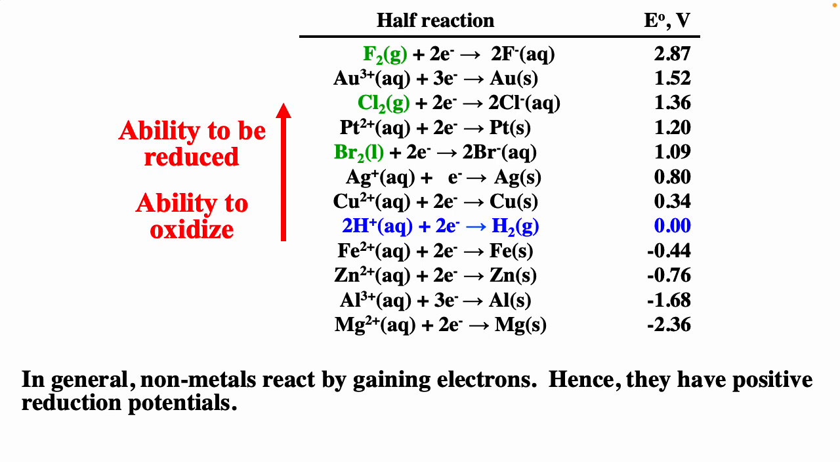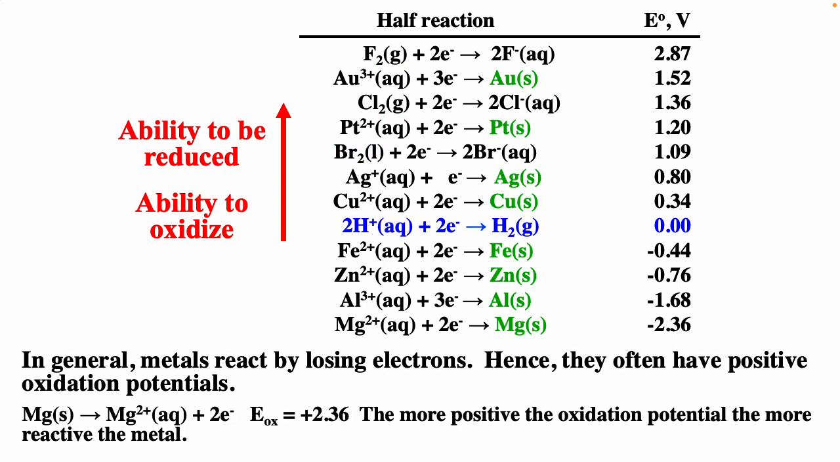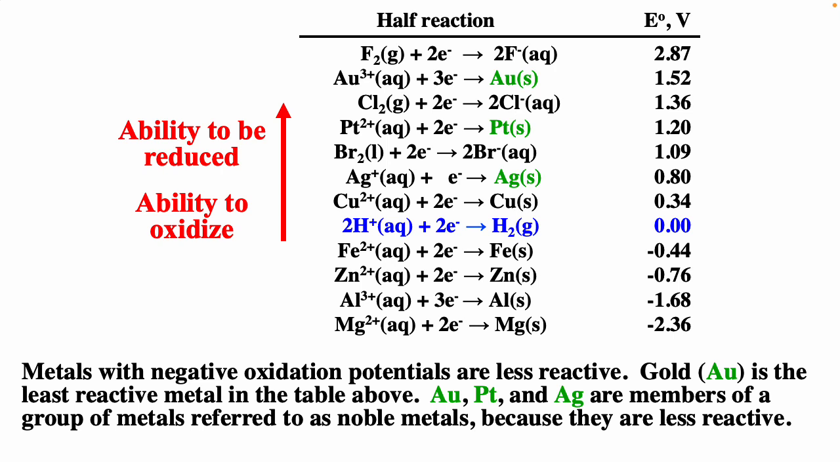In general, nonmetals react by gaining electrons, hence they have positive reduction potentials. In general, metals react by losing electrons. And so if we flip these, we'll tend to get positive oxidation potentials. And again, remember, the more positive the oxidation potential, the more reactive the metal. Metals with negative oxidation potentials are less reactive. Gold is the least reactive metal in the table above.